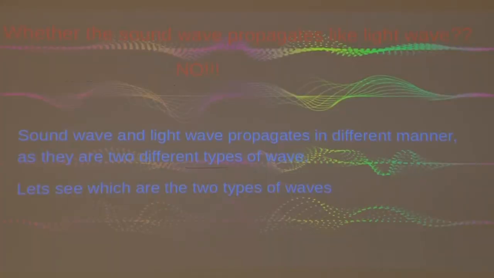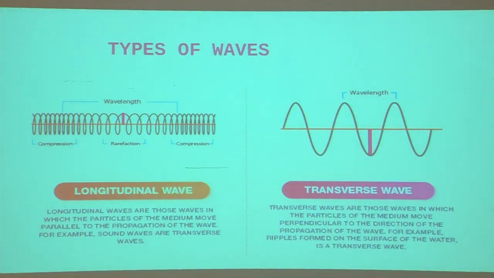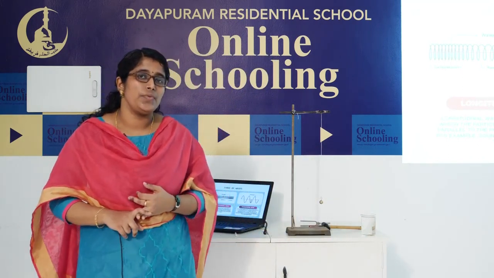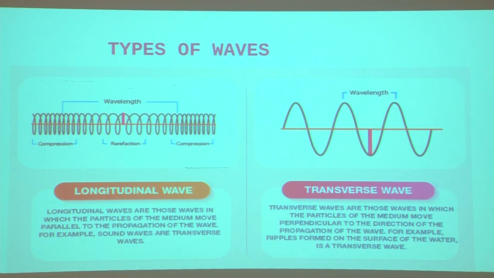So, let us see what a sound wave is. Before that, I would like to explain the types of waves. The types of waves I mention here are mechanical waves. Mechanical waves are divided into two types: one is longitudinal waves, the other is transverse waves. Besides these, there is also a set of waves called electromagnetic waves.